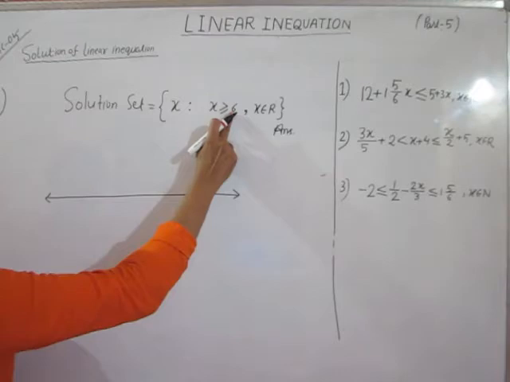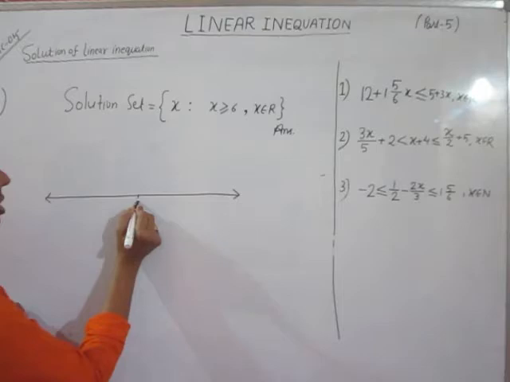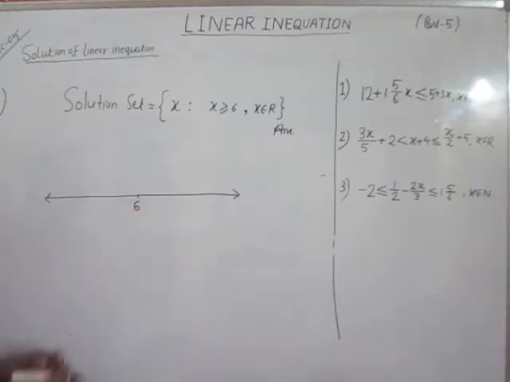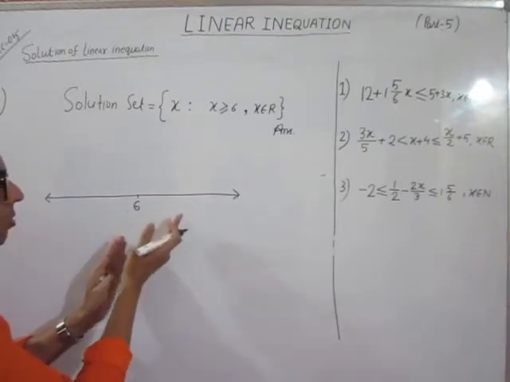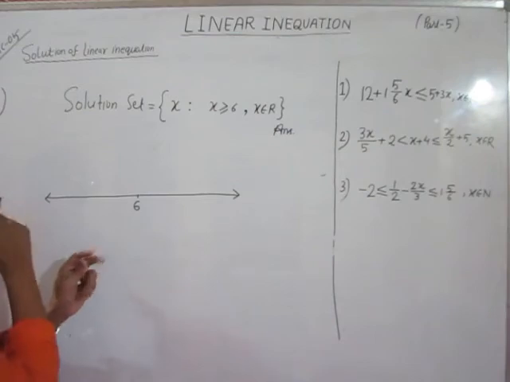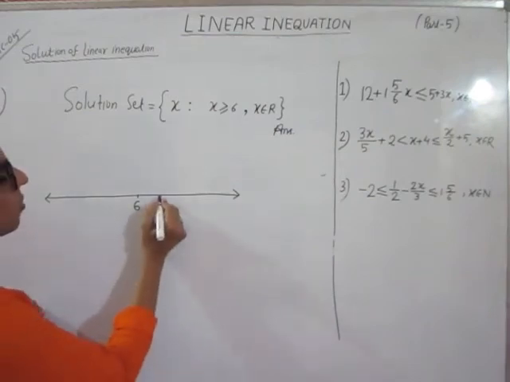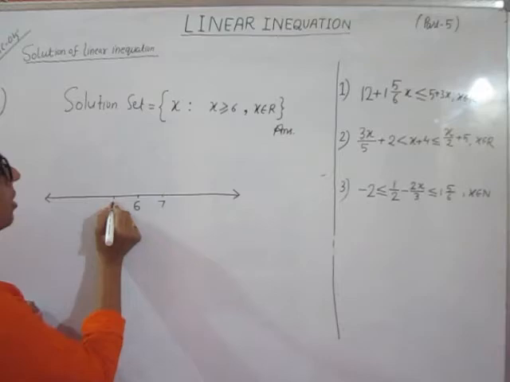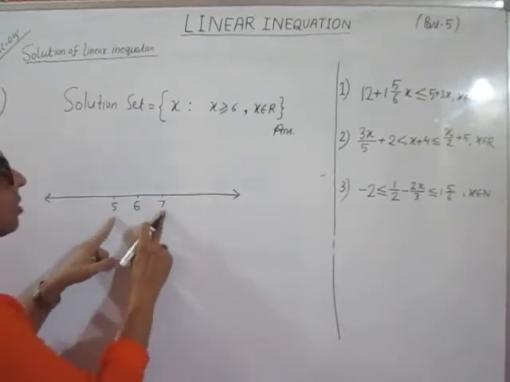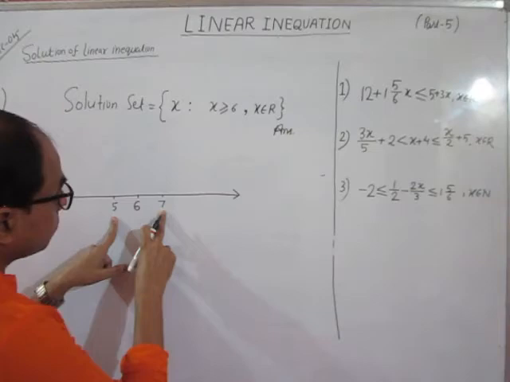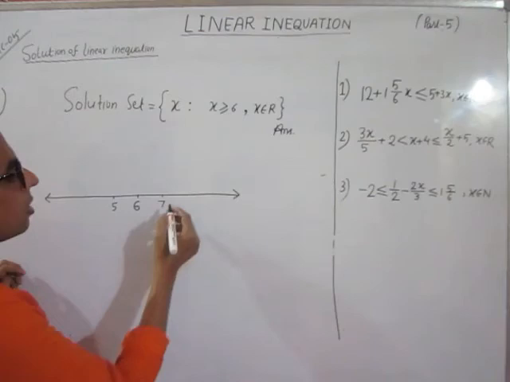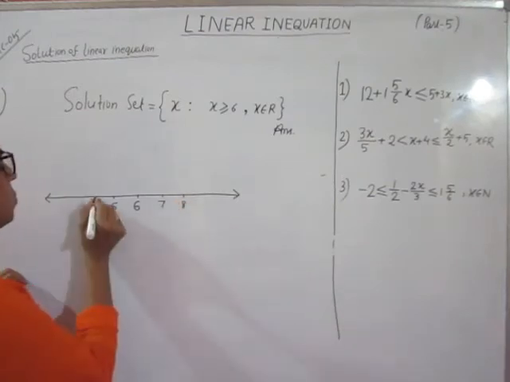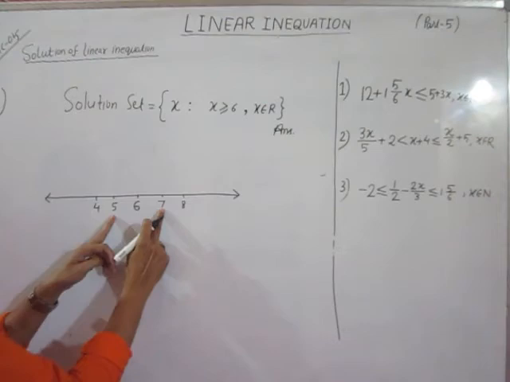Now here x is greater than or equal to 6, so this is the end point of the solution, 6. About the end point of the solution, at least one number on the right side and at least one number on the left side is compulsory to write. So here write 7 and here 5. These two numbers are compulsory to write to show the continuation of numbers. After that you can write some more numbers also, it is your choice, but these two numbers are compulsory to write.